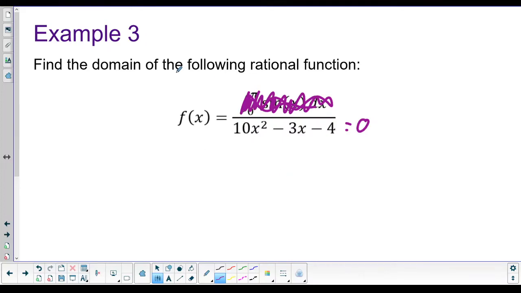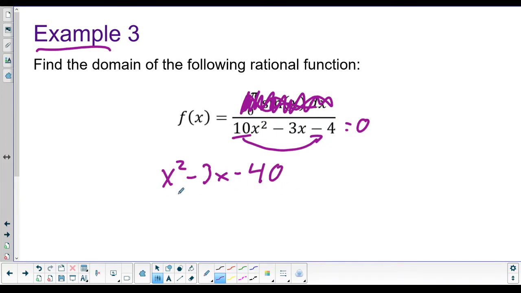So I'm here. This is an example. I'm going to do the hard work. You just sit back and copy everything down. Because we have a number in front of our x squared, we're going to do complex factoring. And I know it'll complex factor because I wrote the problem and it's going to factor nice. So to complex factor, first we throw that 10 to the back and we multiply it to the negative 4. So we have x squared minus 3x minus 40. Now we simple factor this thing.